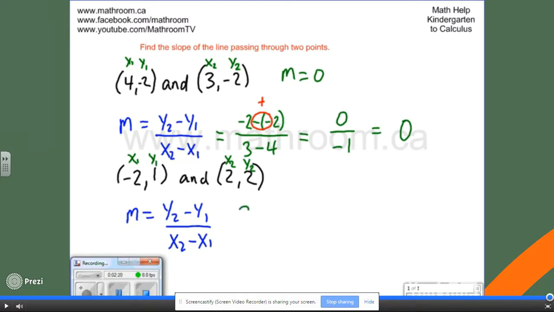We have 2 minus 1 divided by 2 minus -2. 2 minus 1 is 1. 2 minus negative 2. If we subtract a negative, that's the same as adding. 2 plus 2 is 4. So the slope between (-2, 1) and (2, 2) is 1 over 4.